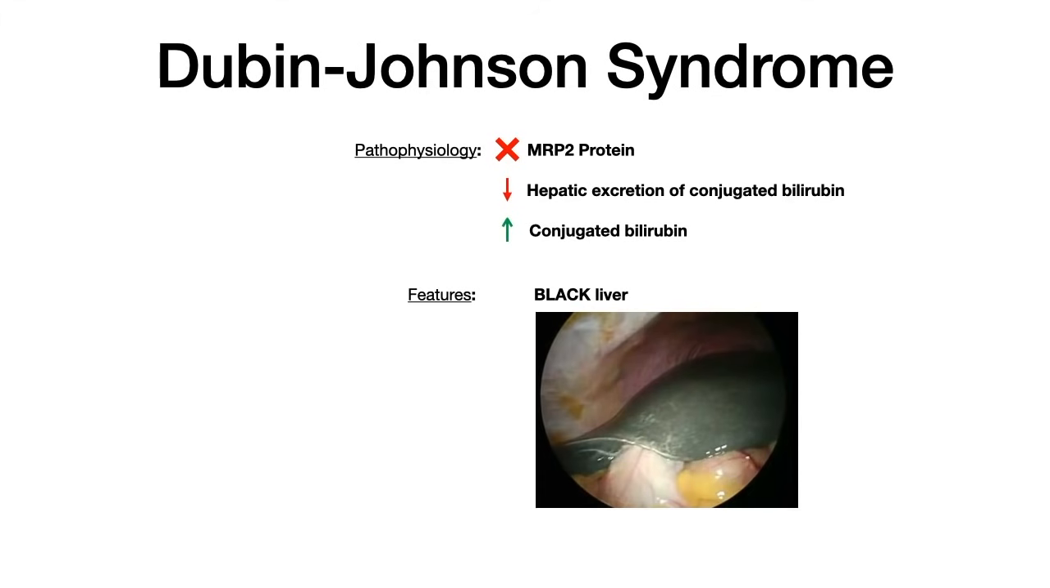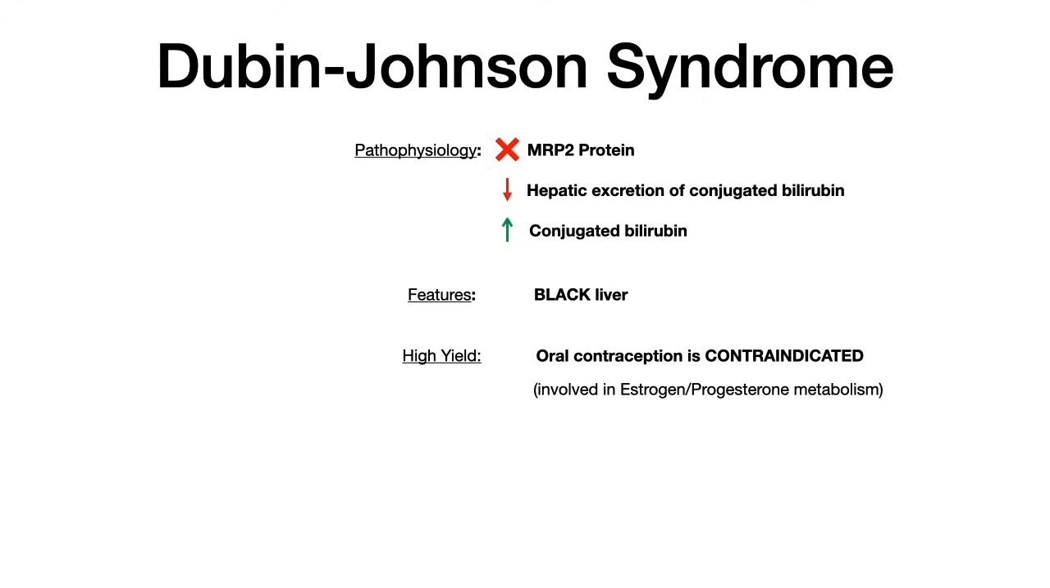The other really high yield bit of information that you need to know is that in these patients with Dubin-Johnson syndrome, oral contraception is actually contraindicated. The reason for that is that the MRP2 protein, which is obviously dysfunctional in Dubin-Johnson syndrome, well, that protein is also involved in the metabolism of estrogen and progesterone. So if you give somebody oral contraception and they can't metabolize properly the estrogen or the progesterone in the oral contraception, they can become toxic quite quickly. So that's very high yield. Do not give these patients oral contraception because oral contraception also relies on the MRP2 protein.